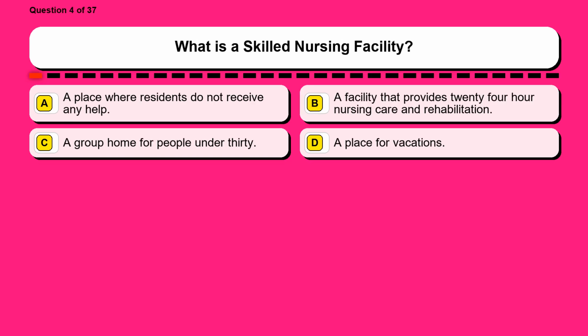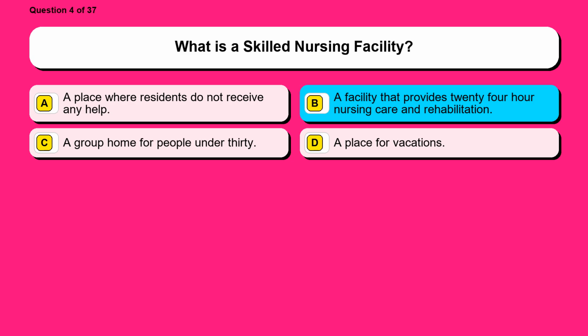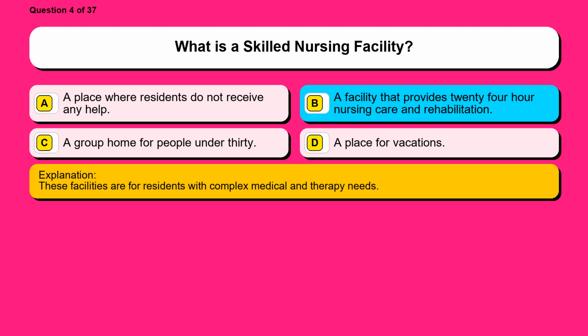Question 4. What is a skilled nursing facility? Option A. A place where residents do not receive any help. Option B. A facility that provides 24-hour nursing care and rehabilitation. Option C. A group home for people under 30. Option D. A place for vacations. The correct answer is option B. A facility that provides 24-hour nursing care and rehabilitation. These facilities are for residents with complex medical and therapy needs.